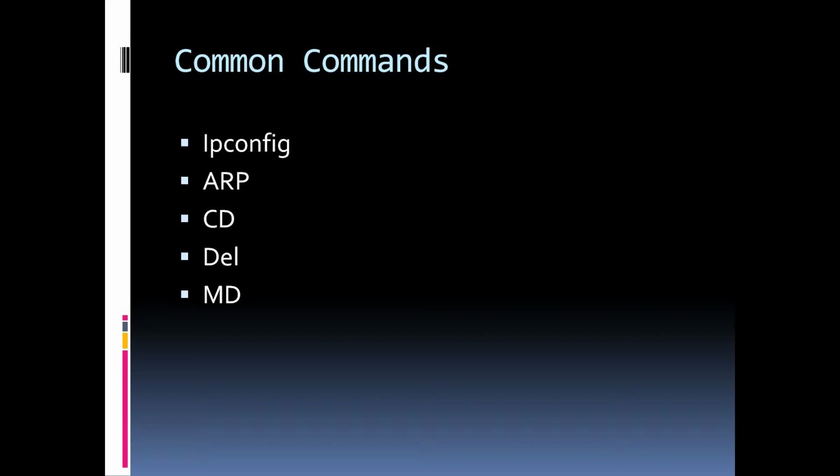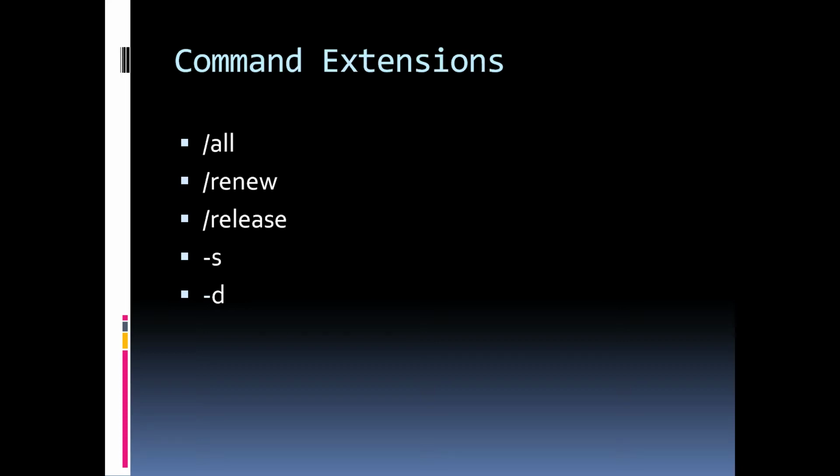Some common commands would be like ipconfig, that shows you your IP addresses, arp shows you your routing tables, cd just shows you what directory you're in, delete deletes a directory, or md makes a directory. All commands have extensions, so /all, /renew, /release, or -s, -d. Those are just some common ones. /all just shows you detailed information. /renew and /release are for your IP addresses. /s is create, and /d is delete.